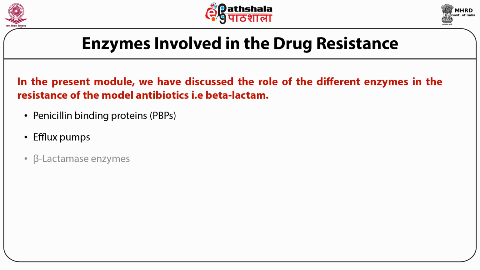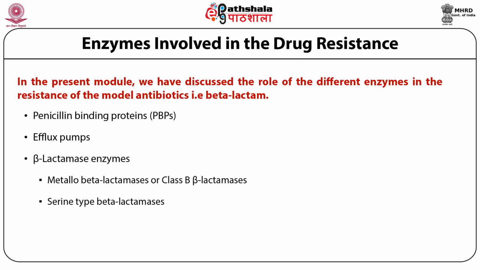The third are beta-lactamase enzymes, which hydrolyze the beta-lactam. They are either metallo-beta-lactamases or serine type beta-lactamases. And the fourth one is alteration in outer membrane proteins, which are involved in the influx of the antibiotic. And the fifth mechanism, which is under research, is elevated metabolism, which is also important in drug resistance. But these top four mechanisms are very significant in developing drug resistance against beta-lactam by microorganisms.